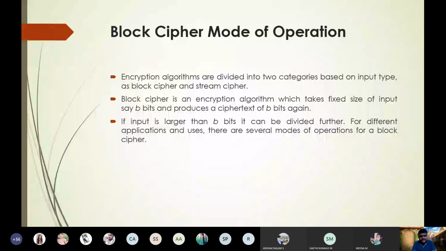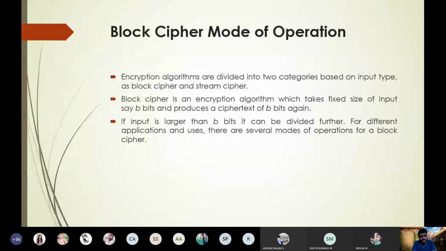Second, a block cipher is an encryption algorithm which takes a fixed size of input. This is also one of the examples of a block cipher, and I have taken 64 bits only, not more than that. It's a fixed size input, right? So the block cipher encryption method will get only a fixed size of input. It may be 64, 48, or 32, anything. In this operation, I have taken 64 bits. It's a fixed one, right?